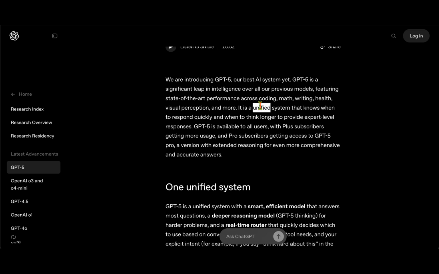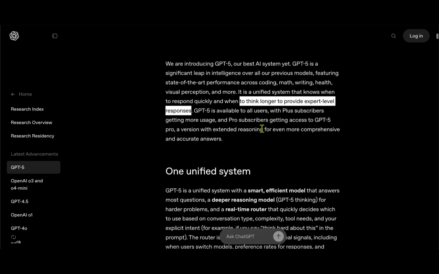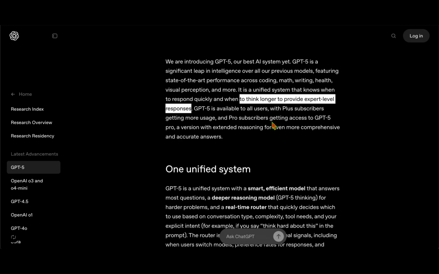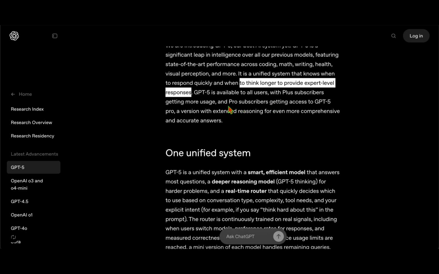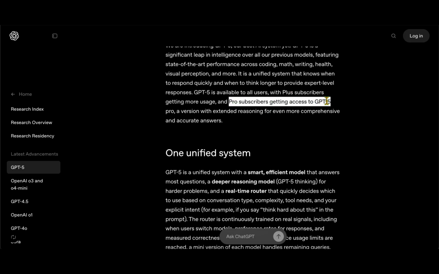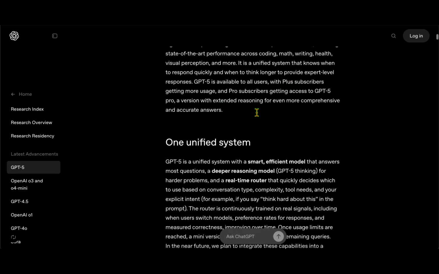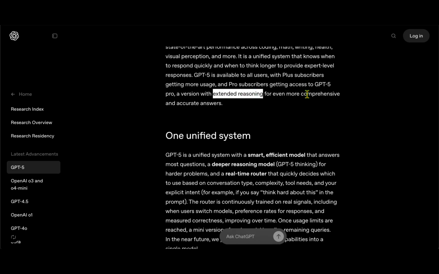And the beauty is that it's a unified system, meaning that it knows when to respond quickly and when to think longer to provide expert-level responses. So there's no business of switching thinking on and off and changing the level of reasoning for each and every prompt that you give. The next good news is that it's available to all users, and Pro subscribers get access to GPT-5 Pro, a version with extended reasoning for even more comprehensive and accurate answers.